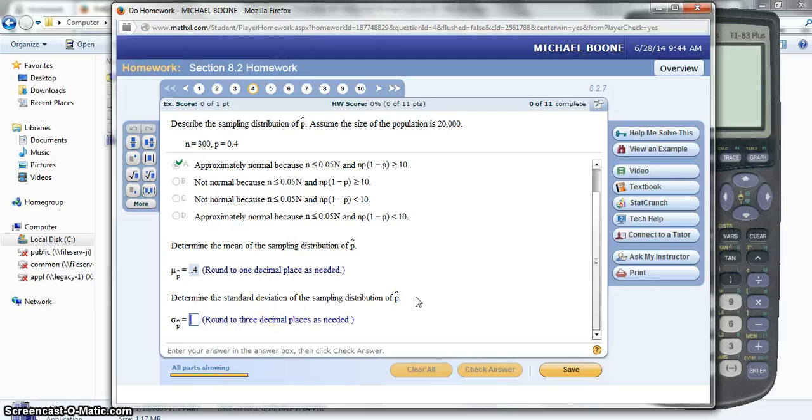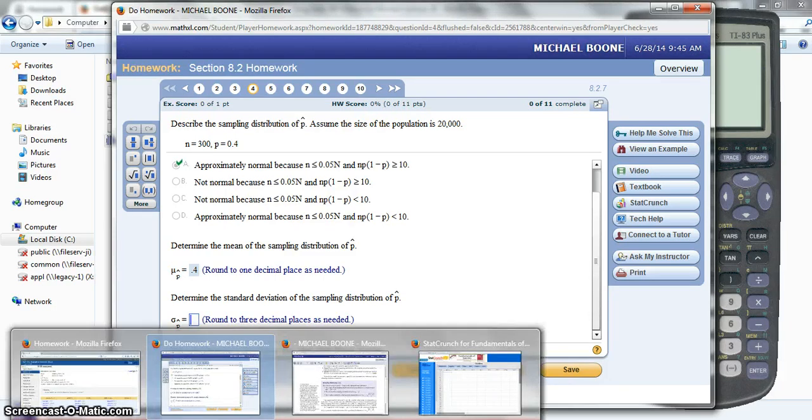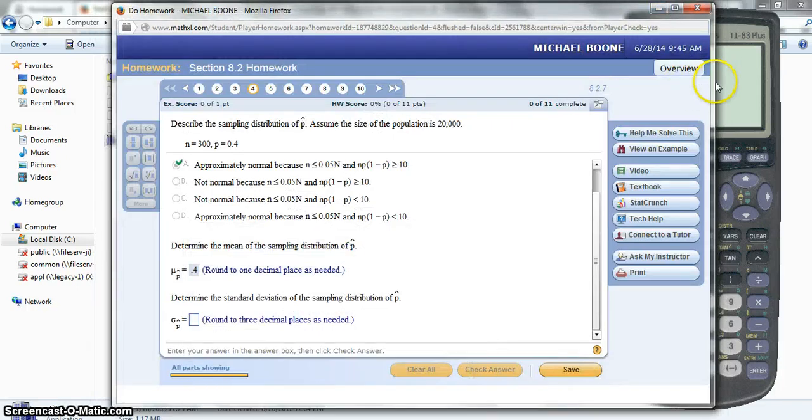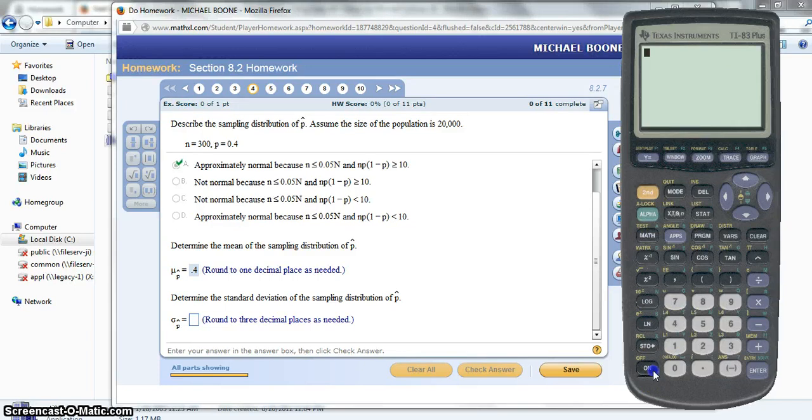To figure out the standard deviation, that's when we have to use the formula. The formula you'll find on page 382 of your book, and it's this one right here. So the square root of p times 1 minus p over n. So let's calculate that value. I'm using my TI again, your basic calculator will work. So if I do p 0.4 times 1 minus 0.4, which is 0.6, divided by n, our sample size is 300.